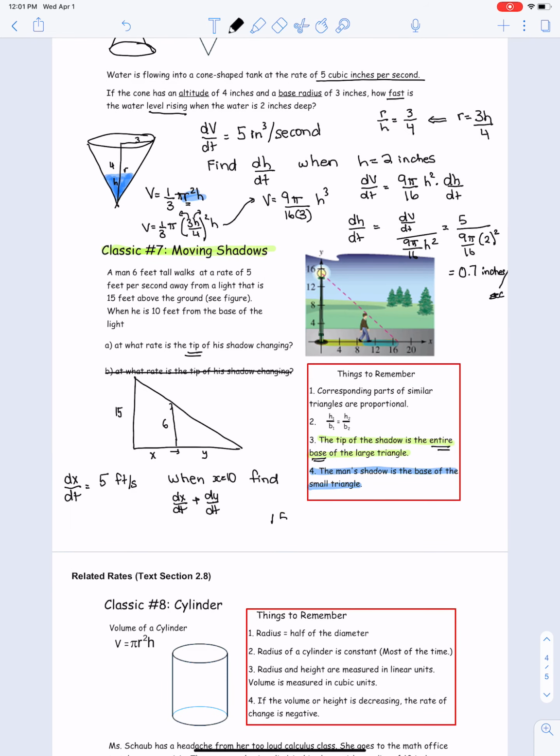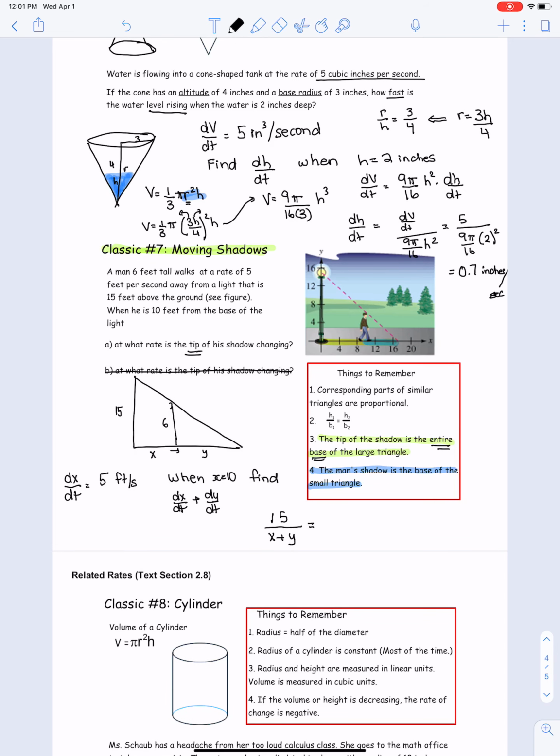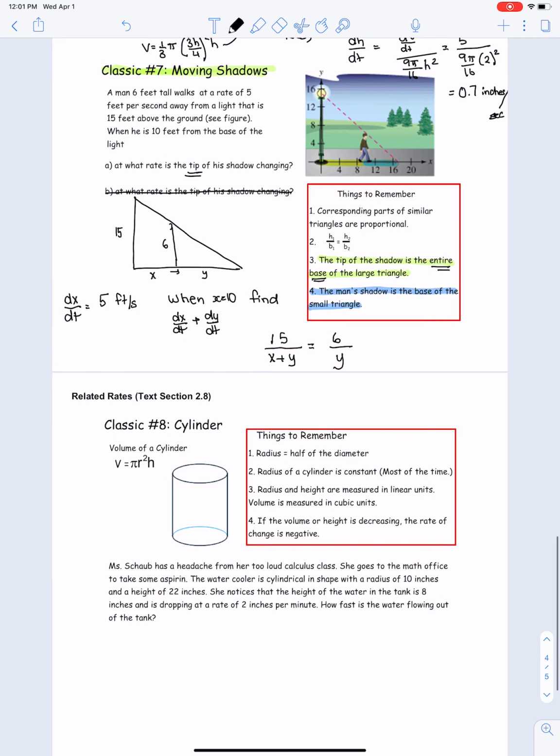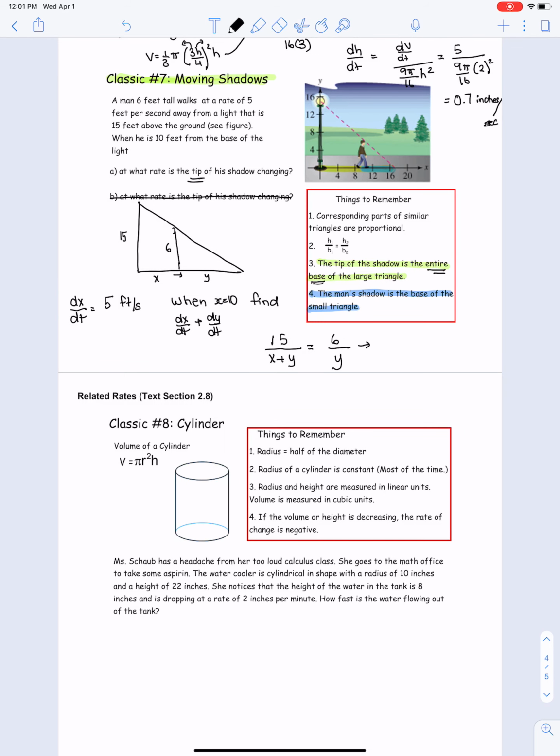The height of the large triangle is 15. The base of the large triangle is x plus y. This is in proportion to the height of the man to the base of the smaller triangle, which is y. And before I take the derivative and use product rule, I can just simplify this equation. 15y is equal to 6x plus 6y. I move the 6y to the other side. 9y is equal to 6x.